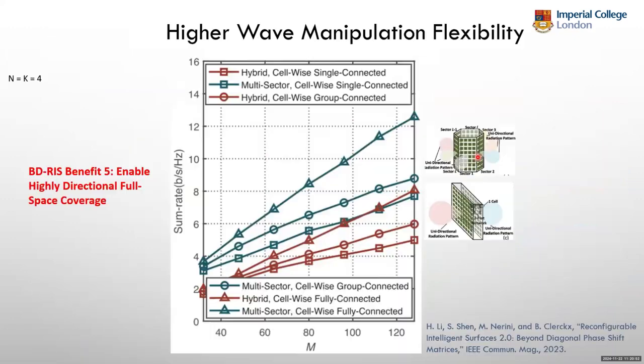So that's very beneficial. And this is an example of sum rate performance in the multi-user case. In red is when you have this kind of BD-RIS with 2 sectors. In blue is when you have BD-RIS with actually 6 sectors. So you increase the sum rate even further because you enable highly directional transmission, but at the same time full coverage across those 360 degrees. And this is enabled because the energy can flow through the surface across those 6 sectors.